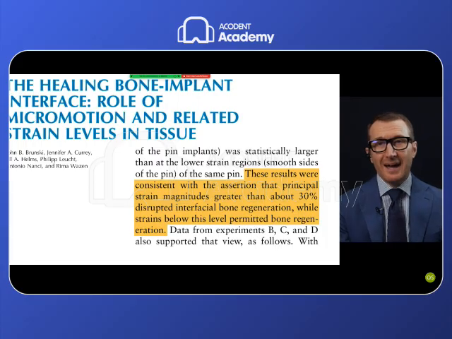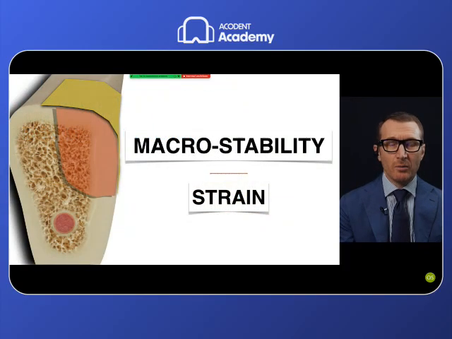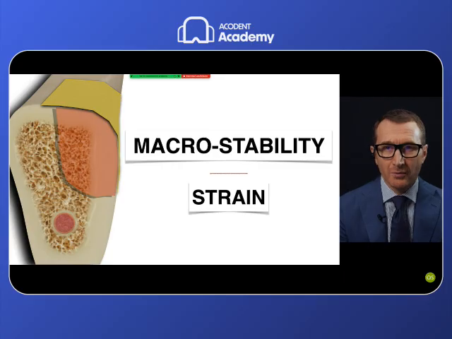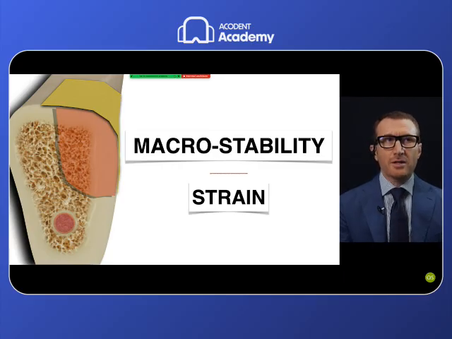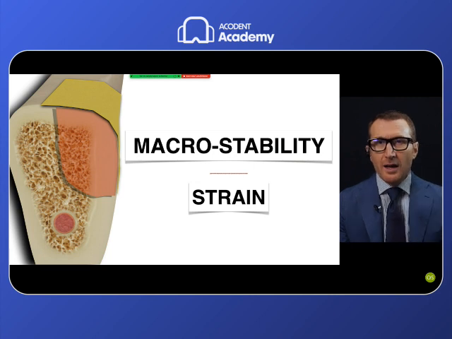So we know that a low level of strain is important for the osseointegration of the implants, and we should think that this element is exactly the same when we are talking about the graft material. Macrostability and strain are strongly influencing the final result of the regeneration. And now I'm going to stop at these slides.